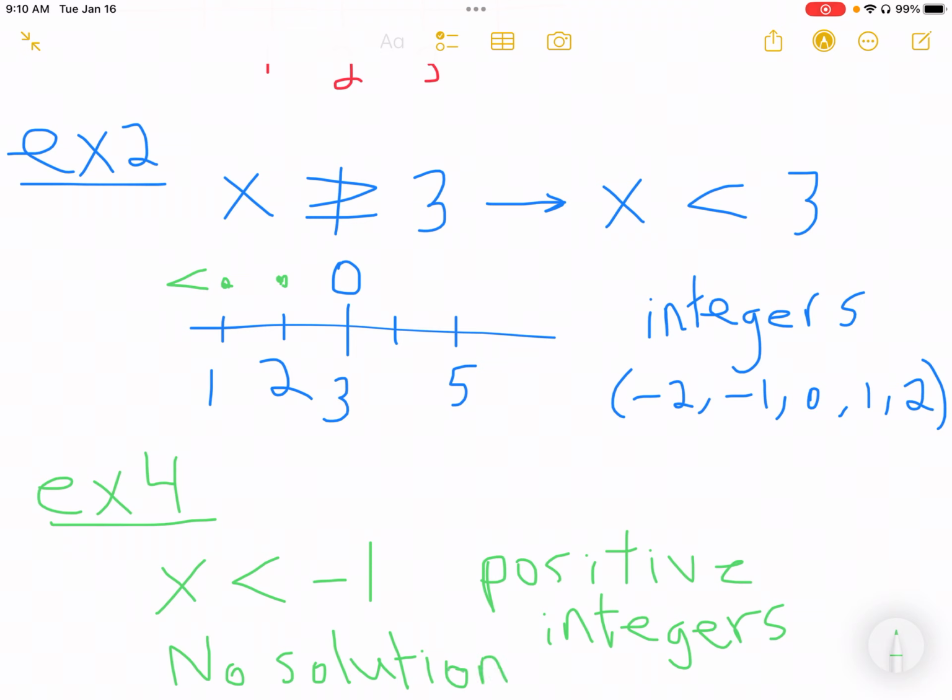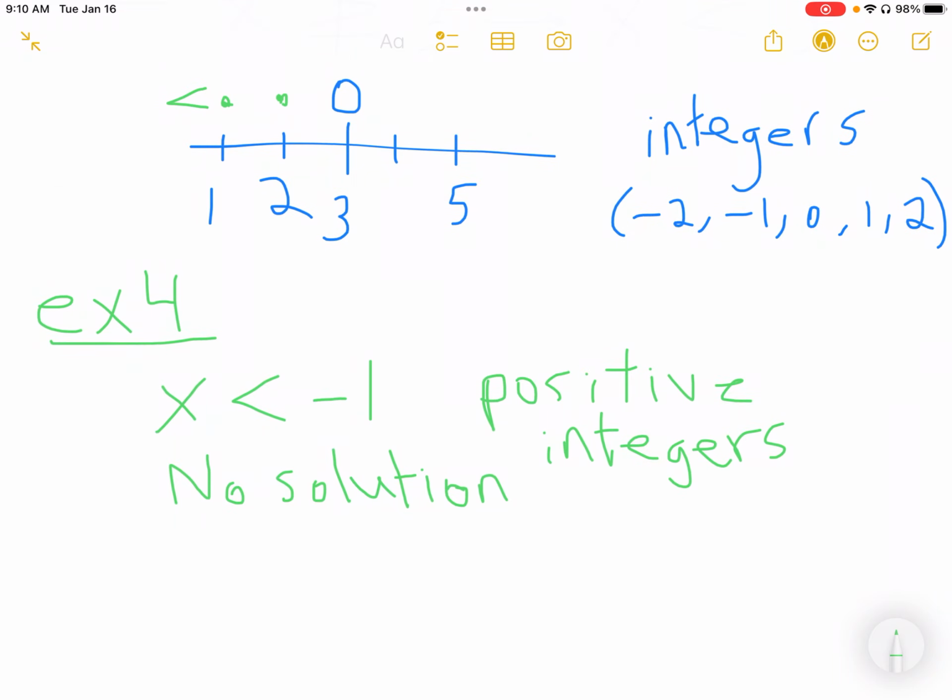Or if you want to say it another way, they said the solution is the null set. So the solution, they write it like this. They cross the whole thing out. It should make sense: x is less than minus 1, positive integers. That does not make sense.